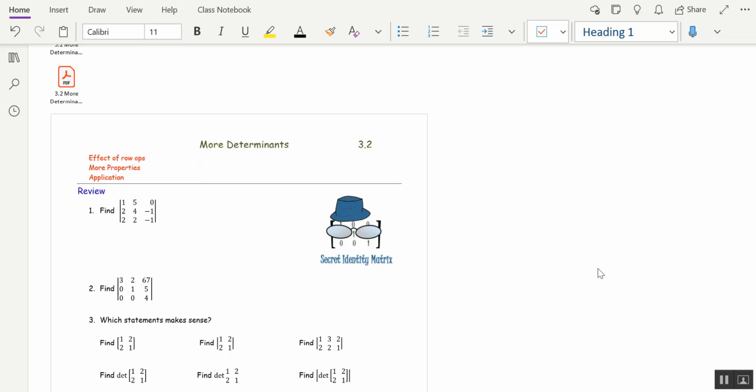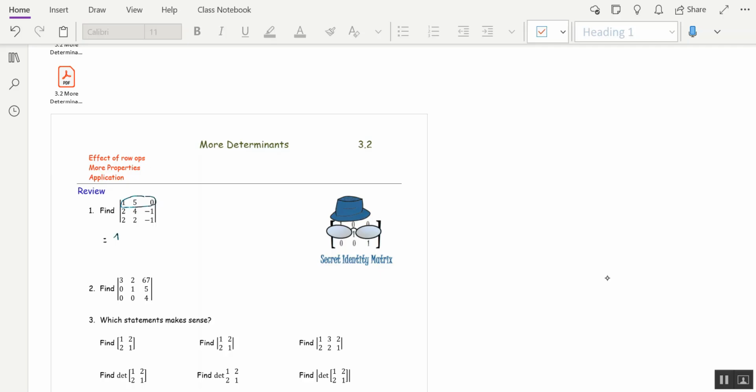Welcome to section 3.2. Today we're going to talk about properties of determinants, but let's start off with a review of computation using cofactor expansion. So for this first determinant, I'm going to do cofactor expansion across row 1. I could do row 1 or column 3 in terms of the easiest computation, because I want to pick a row or column with as many zeros as possible.